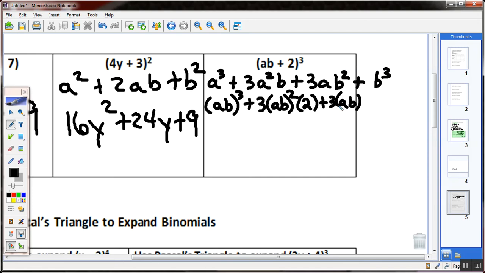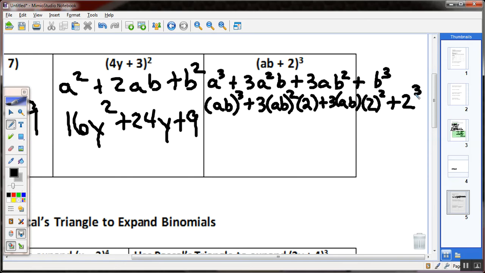Times b to the what? B to the, so 2 to the, okay, and then finally plus b to the third, so it'll be plus 2 to the third power. Okay. All right, kids, here's the situation when you're putting stuff in or solution-wise.